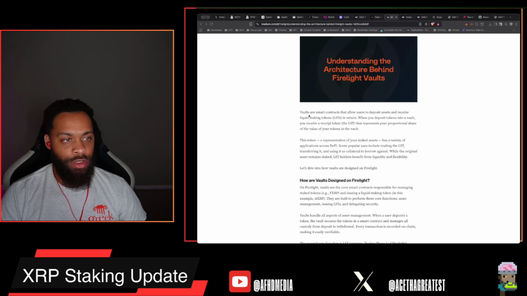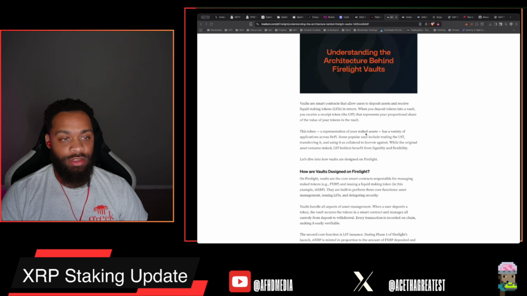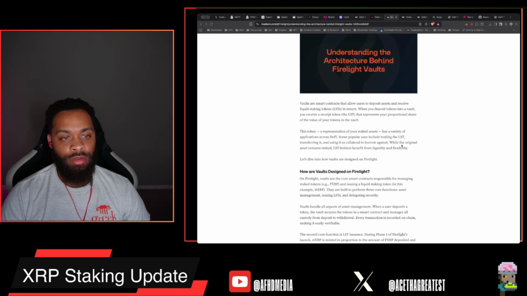All right, so starting off, vaults are smart contracts that allow users to deposit assets and receive liquid staking tokens, or LSTs, in return. When you deposit tokens into a vault, you receive a receipt token, which is the LST, that represents your proportional share of the value of your tokens in the vault. This token, a representation of your staked assets, has a variety of applications across DeFi. Some popular uses include trading the LST, transferring it, and using it as collateral to borrow against.